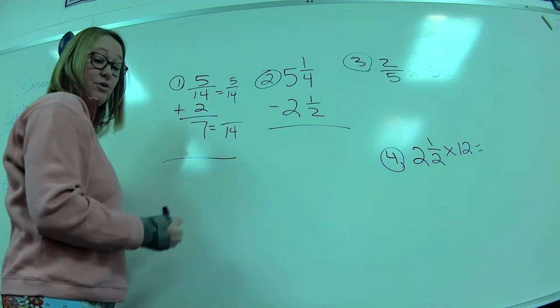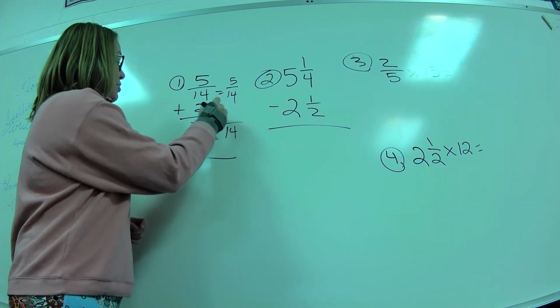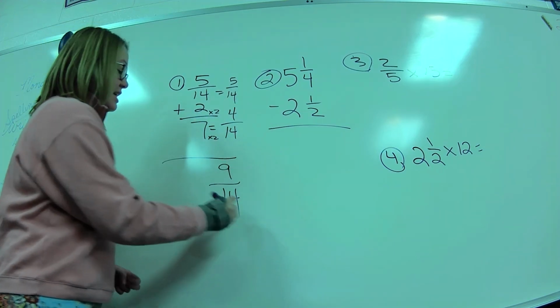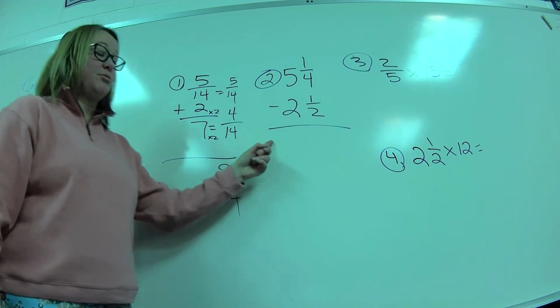So 7 goes into 14 2 times. 2 times 2 is 4. If I add 5 plus 4, I get 9. And I get 9/14. Good job. All right, let's do some subtraction of fractions.